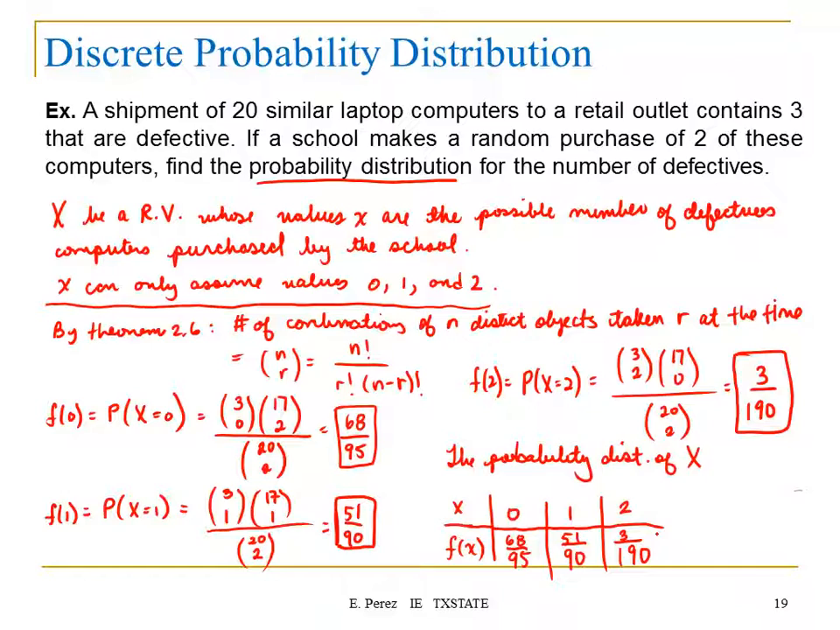Can anyone tell me what would happen if you add these numbers together? It should be equal to 1, and it will be equal to 1, because the probabilities always add to 1. If it doesn't add to 1, then there's something wrong.